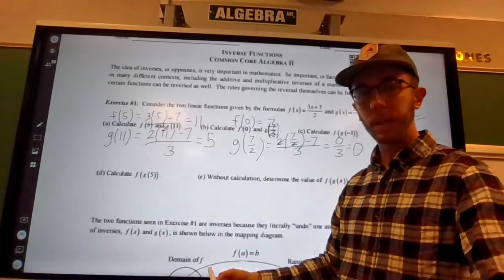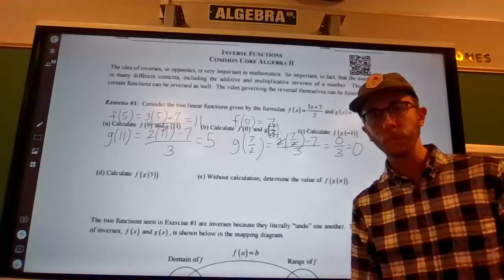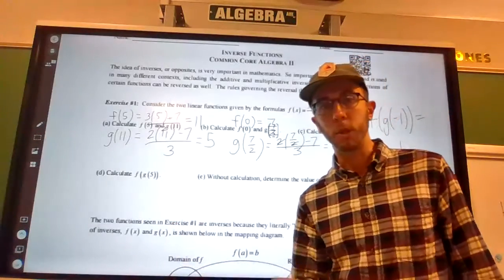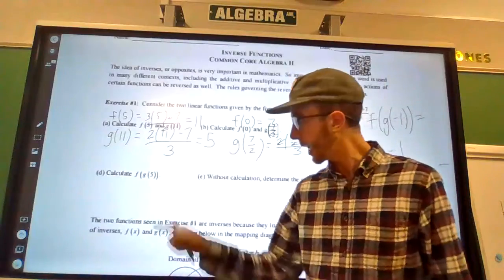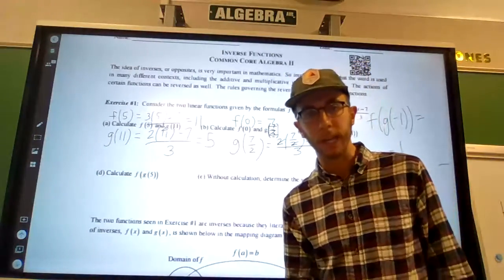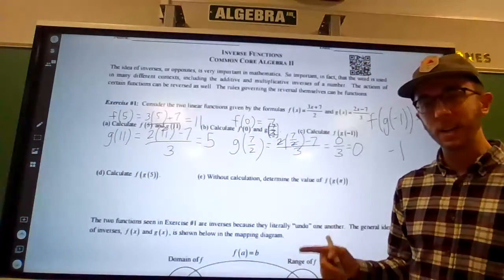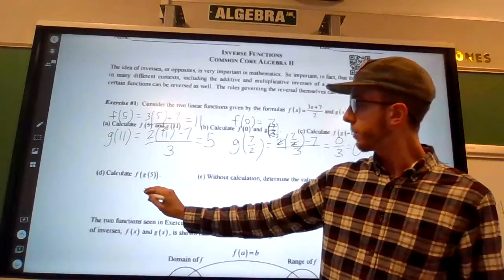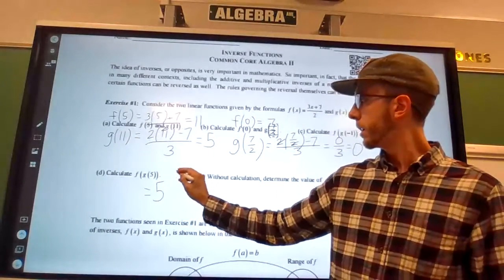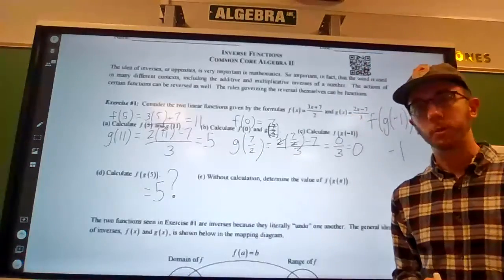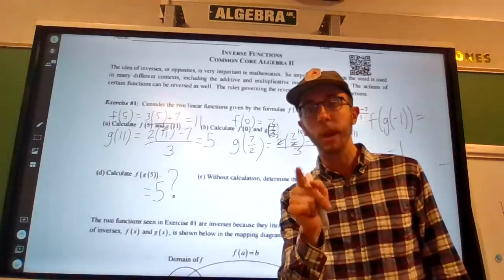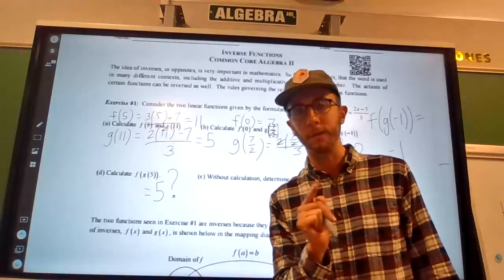Calculating f of g of 5. What do you guys think here? Well, you should go through and do that. Okay? Compute that one. Calculate it. Make sure that your final output is equal to 5. I'm going to put that there with a question mark because that's for you guys to confirm, to verify.